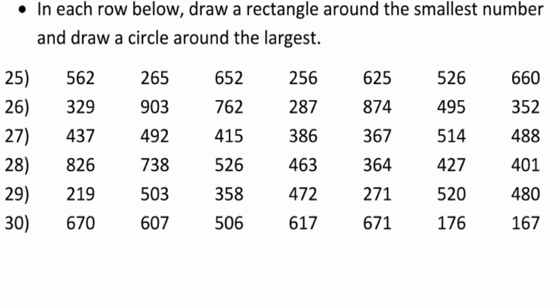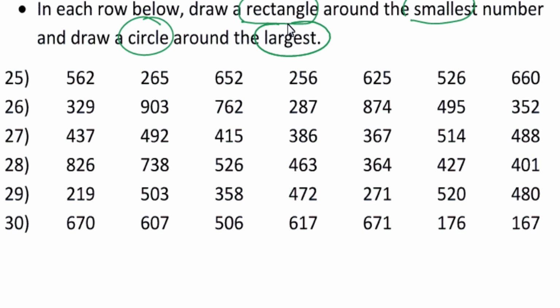In that part, he wants you to do two things. Let's read to know what we are going to do. In each row below, draw a rectangle. Okay? Draw a rectangle around the smallest number and a circle around the largest. So we will do two things. We will search for the smallest number and I will put a rectangle around it, and I will search for the greatest number and I will put a circle around it.